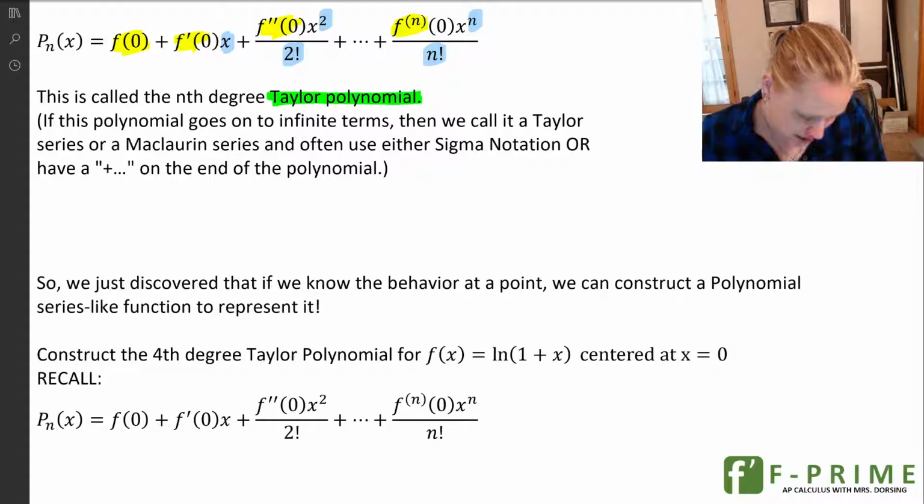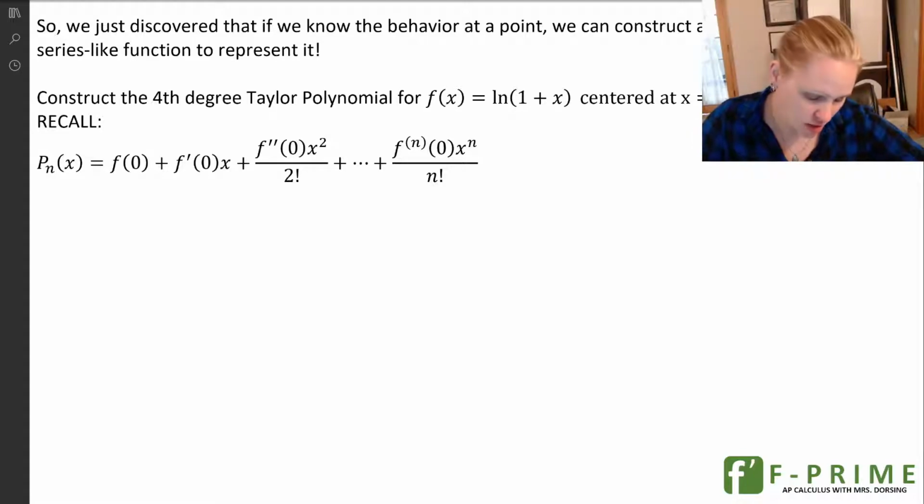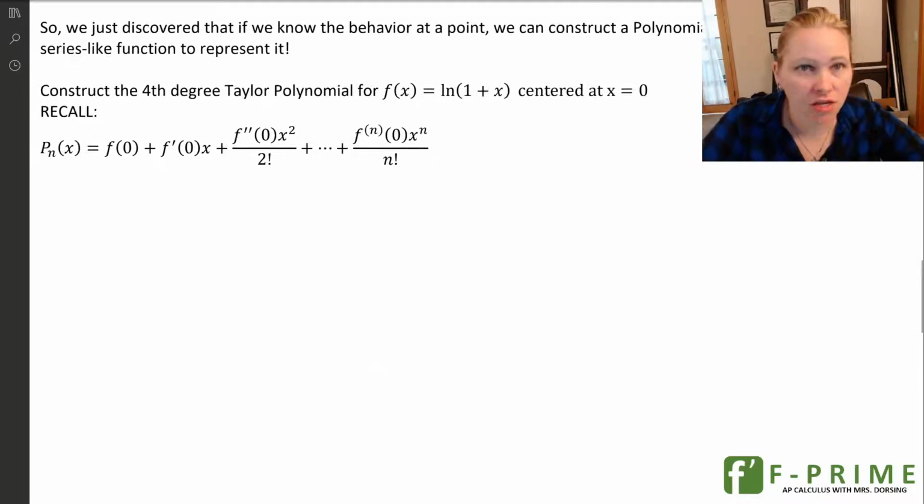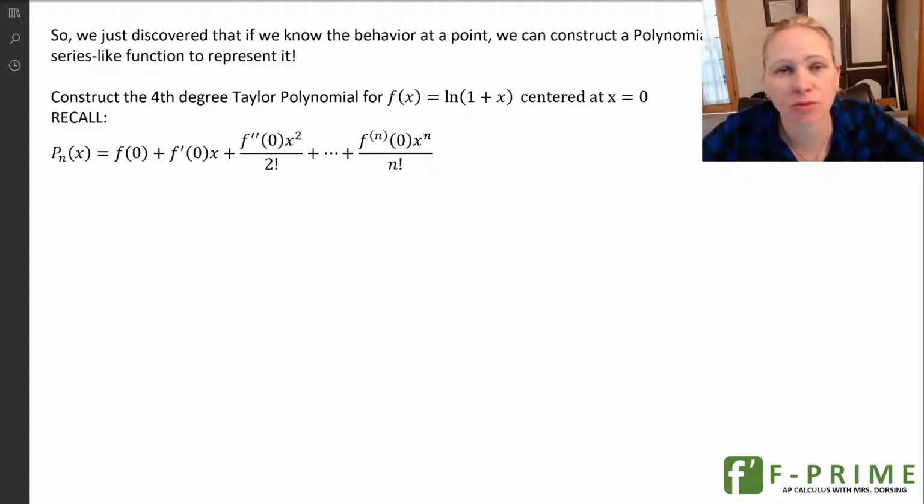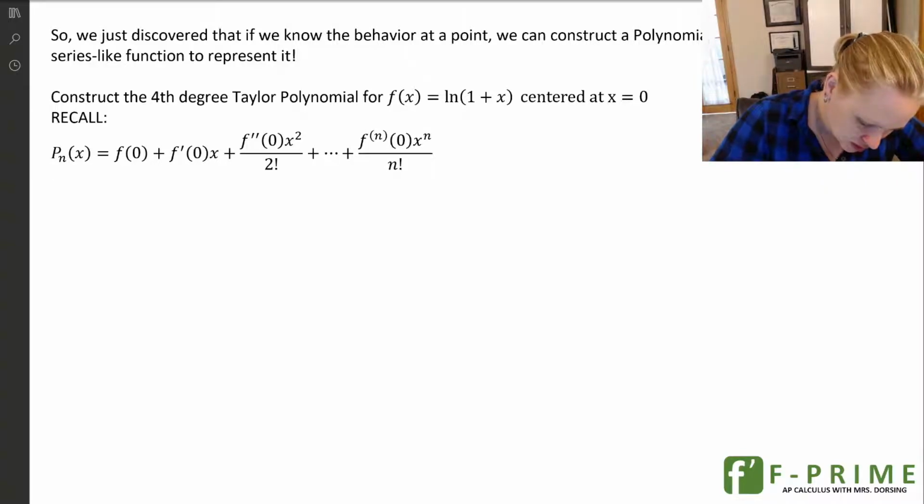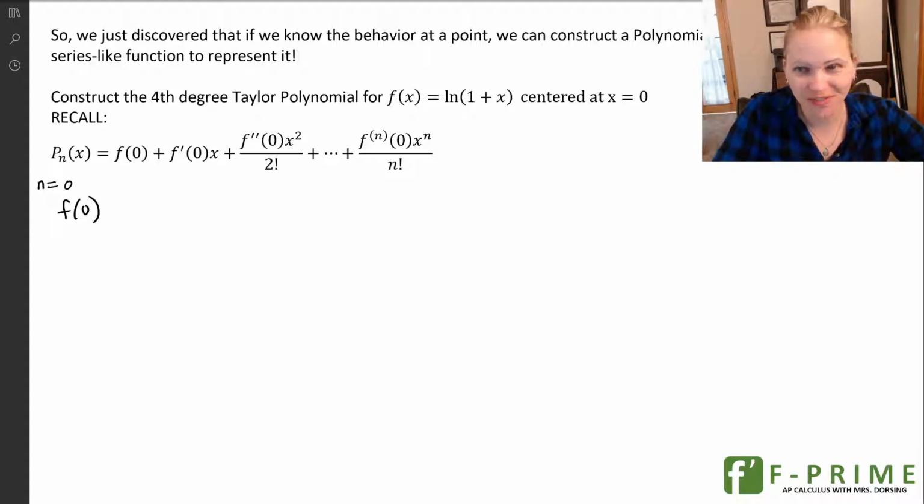But let's see if we can practice. We want to construct a 4th degree Taylor polynomial for the function f of x equals natural log of 1 plus x. In order to do this, we need to know some derivatives. We're going to be centered at x equals 0, and all that means is we need to know the behavior at x equals 0, wherever our center is. So let's get started. We need to know f of 0. I'm going to call this n equals 0. It's my 0th term, and all that means is we haven't done any derivatives yet.